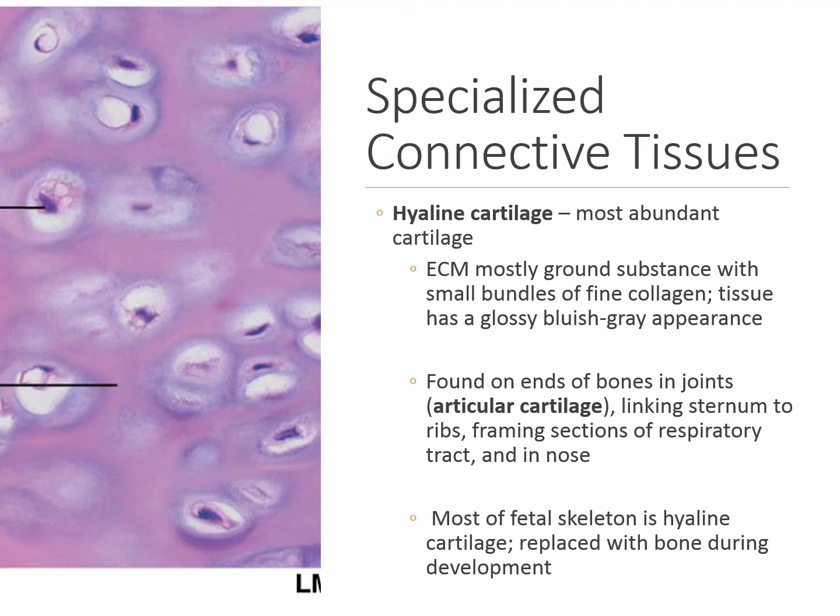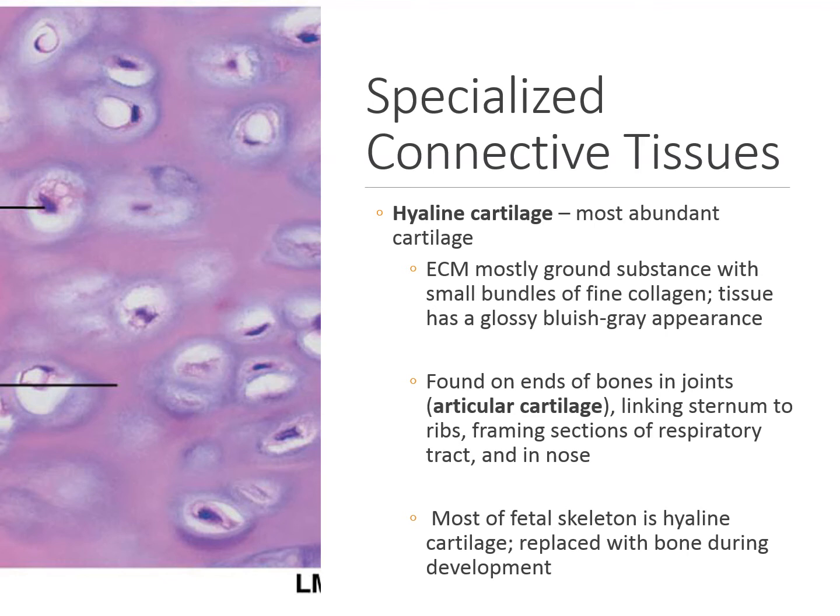Hyaline cartilage is the most abundant cartilage in the body. The extracellular matrix is mostly ground substance with small bundles of fine collagen fibers. The tissue has a kind of glossy bluish-gray appearance. You'll find this tissue on the ends of bones and joints, where it's called articular cartilage.